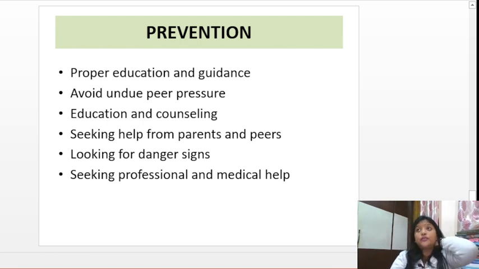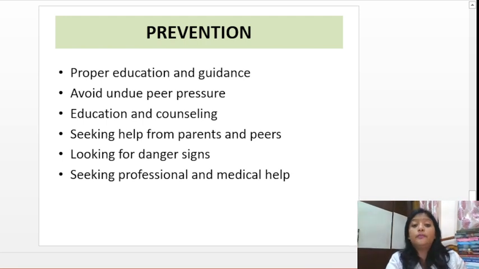Second is to avoid undue peer pressure. Sometimes you have to avoid this peer pressure because there is too much pressure. There's always pressure, but you have to avoid that pressure. Suppose it's not required, don't take the pressure. If it's required, you can take it, solve it. If you can't solve it, leave it. Don't take the pressure, just avoid it.